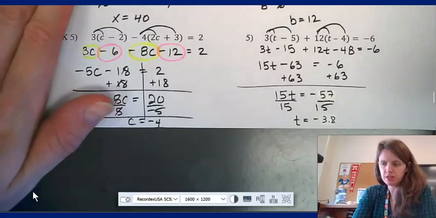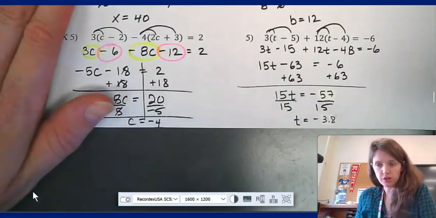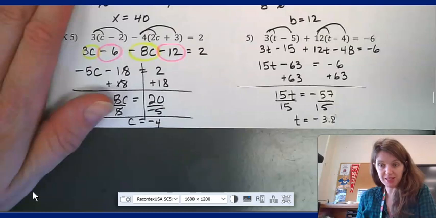All right, and there you see the answer to the final one right there. It is also a decimal. That's okay when things happen as a decimal.